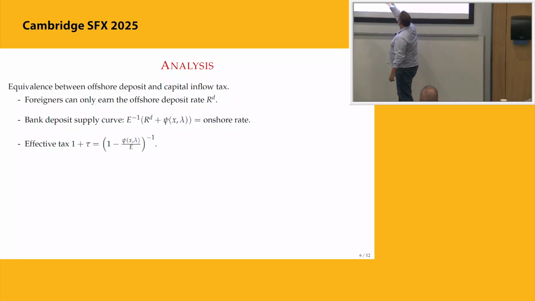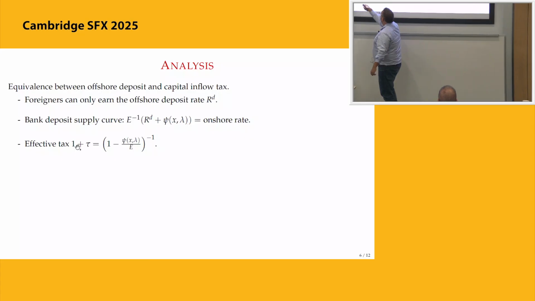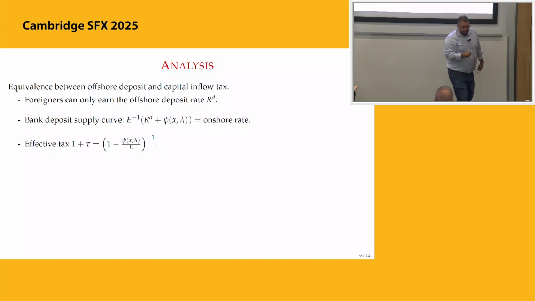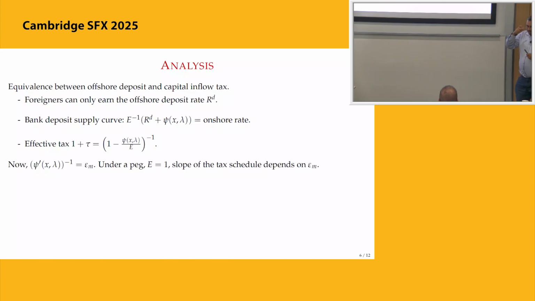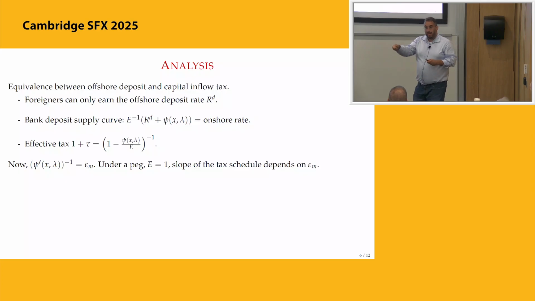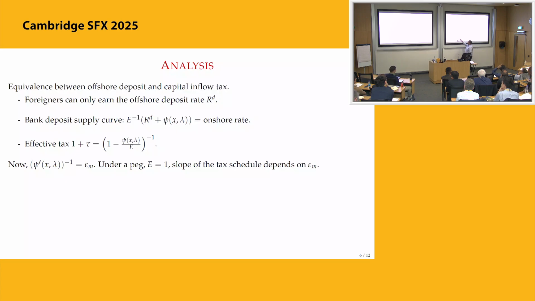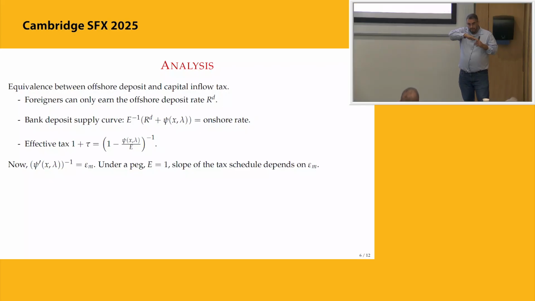RD plus this liquidity cost equals the onshore rate. And when you work through the maths, you get that there's an effective tax for foreigners on investing in China, which is proportional to this liquidity cost. Now, that tax depends on how willing banks are to supply deposits. It turns out that the slope of that tax function is just equal to the elasticity of reserve demand. So if we know what that object is, we can figure out how steep that tax function is and what a monetary expansion does to the effective tax.